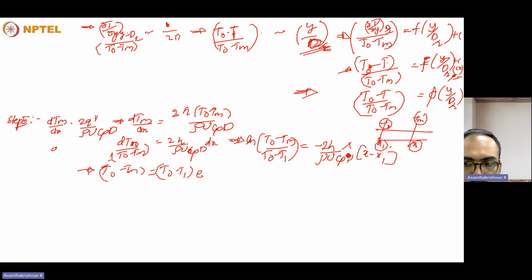This can be written in terms of the Peclet number and Nusselt number. We can multiply and divide this term by k, and by d as well. So it can be in the form of h d by k, that is h into 2d by k, which will be the Nusselt number. And similarly, the Peclet number will be u into 2d divided by alpha.